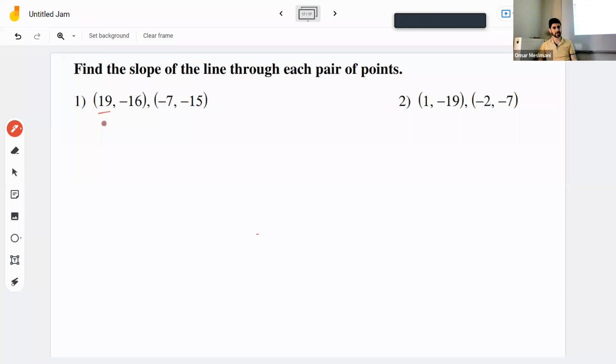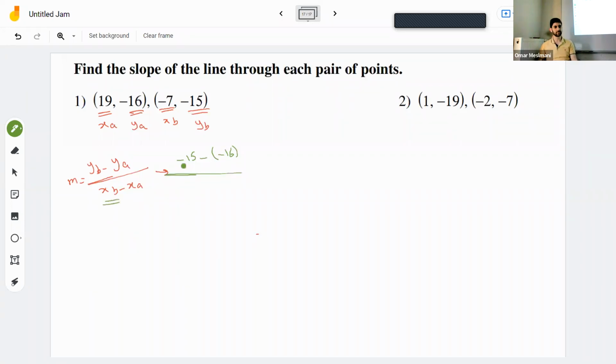I'm going to say that this is x1, or let's call it xa, I don't care. And this is ya, and this is xb, and this is yb. So the formula for the slope is equal to yb minus ya all over xb minus xa. Now, what is yb, guys? Negative 15 minus ya. What is ya? It's negative 16. Don't forget to use the bracket. It's so important to use the bracket. If you forget the bracket, you will have a problem.